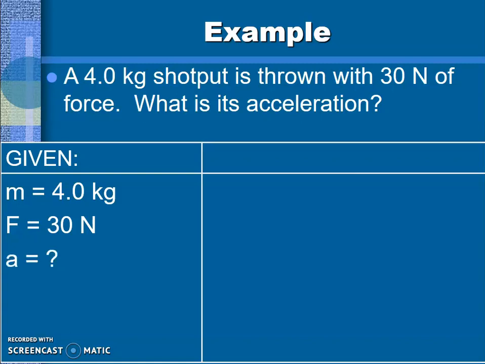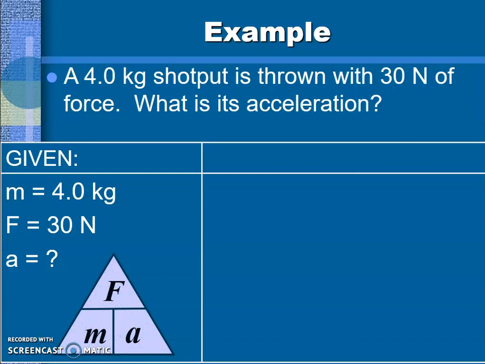Look at my equation sheet. What equation do I have that has an F, an M, and an A? There's my triangle to set up. This time I don't know my A, so we'll cover that up. And then let's just take a minute here and think about units. What kind of unit should I expect at the end of my problem if I'm calculating acceleration? What kind of unit is for acceleration? Hopefully you guys said meters per second squared, because that is the unit that you need for acceleration.